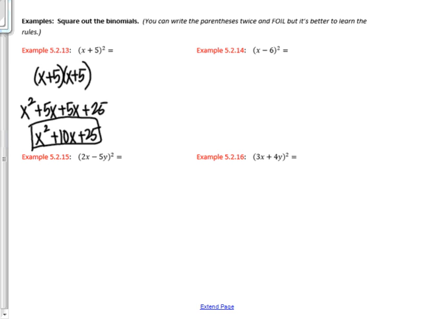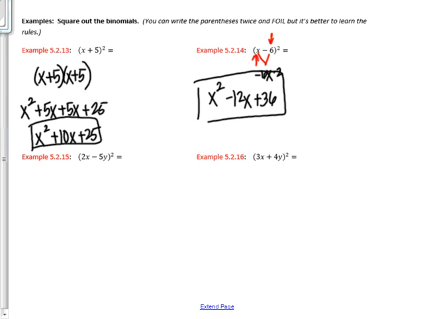If you want to save yourself a little bit of time, the rules are square the first one. So like if I did this one, x times x is x squared. And then it's multiply and double. Multiply the inside together. What is x times negative 6? So that'd be a negative 6x. Double it means times 2, so I get a negative 12x. And then square the last one. Well, negative 6 times negative 6 is 36. And that's just a little bit faster way to work it that you'll need from college algebra.